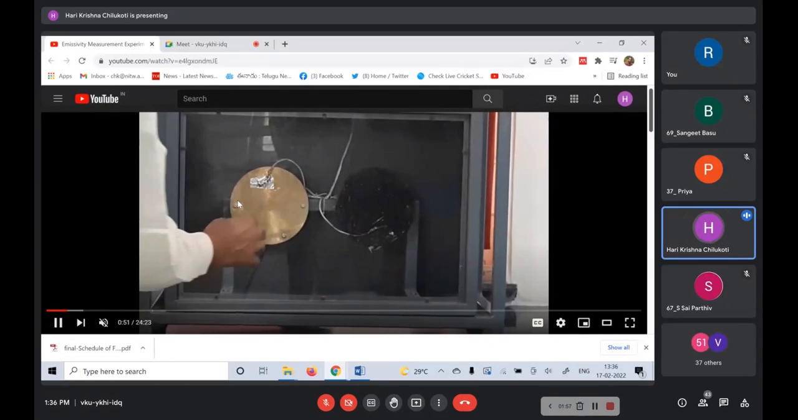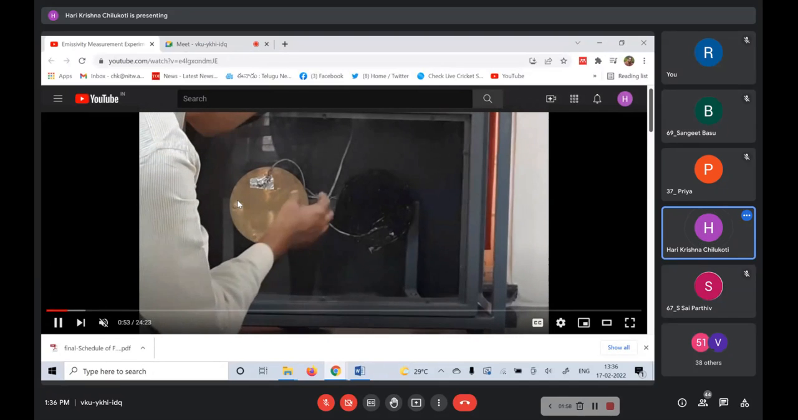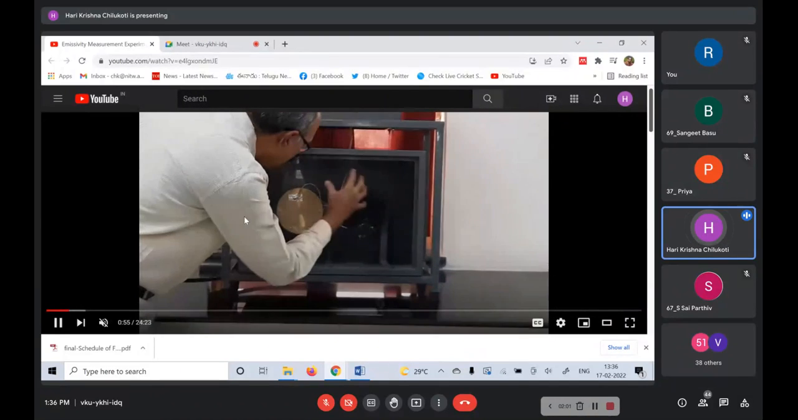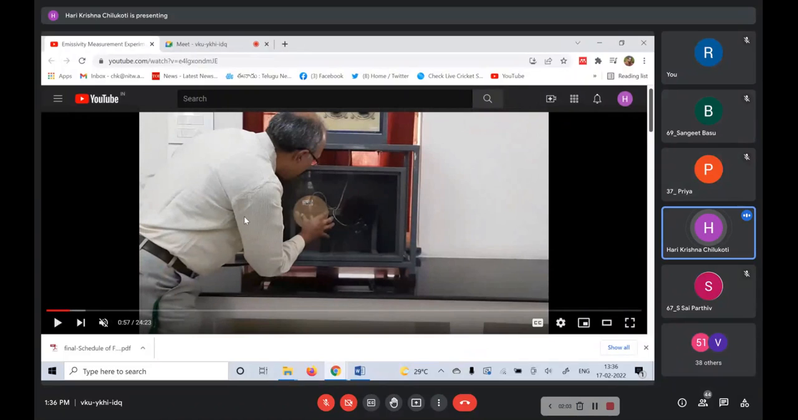Here, each plate consists of two layers, and between those two layers there is a heater positioned in each plate. With the help of the heater, we can heat those plates, which in turn will be useful to calculate the emissivity of this test surface.